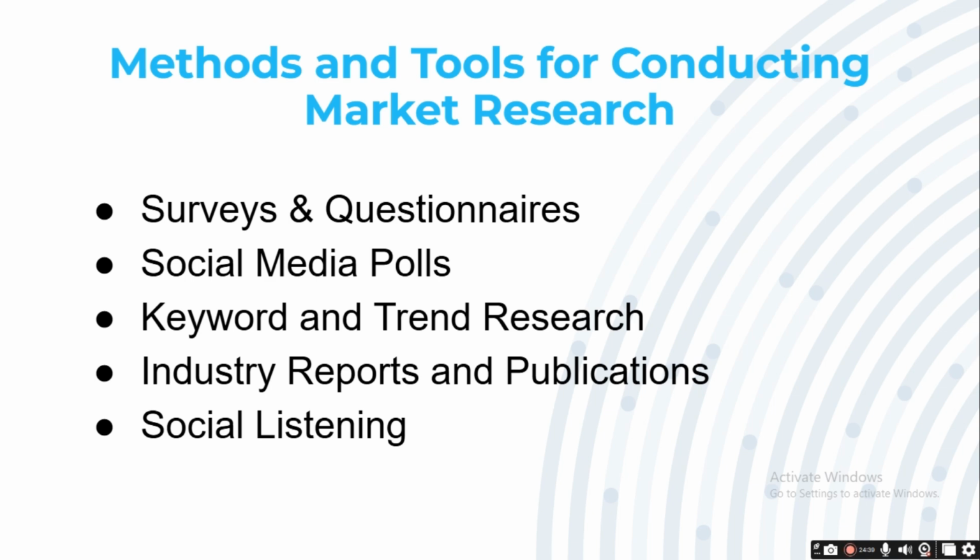D. Industry reports and publications. Use when you need broad industry insights. Sources: Statista, HubSpot blogs and reports, Hootsuite digital reports, Sprout Social insights. E. Social listening. Use when you want to monitor conversations happening in real time. Tools: Hootsuite streams, Sprout Social, Brand24. What to look for: trending hashtags, common questions, complaints, and pain points.